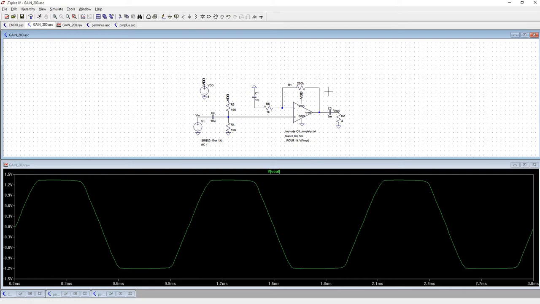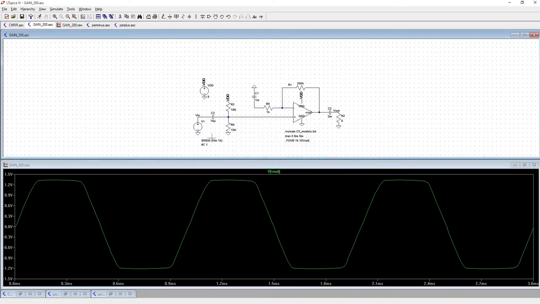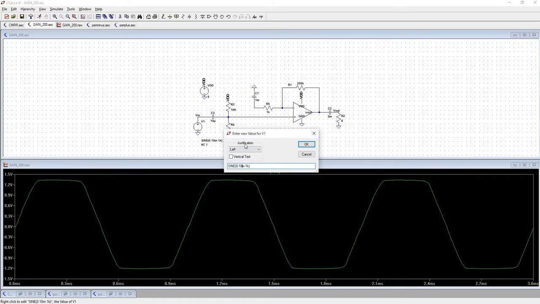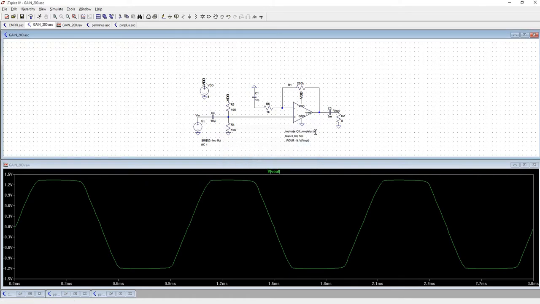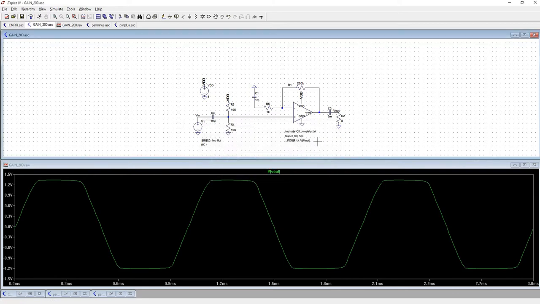So now let's take a look at the AC analysis. I'm going to change this back to an 8 ohm load. Move this back down to 1 millivolt. The .4, this is the total harmonic distortion, is not going to work with a .AC analysis. So you can just comment it out using a semicolon and it won't worry about it.